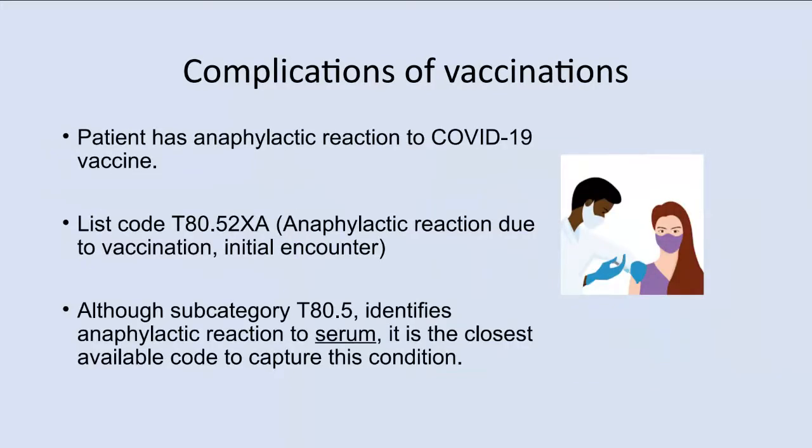Now sometimes it's going to be progressively more problematic. A patient may have an anaphylactic reaction to the COVID-19 vaccine. So in this case, you do T80.52XA, anaphylactic reaction due to vaccination. Now, you may say, well, wait, T80.5 says anaphylactic reaction to serum, which this is not. The vaccine is not serum, but this is the closest available code to capture this condition. This has been stated this way by the AMA, which means we'll probably get a new code for it at some point.